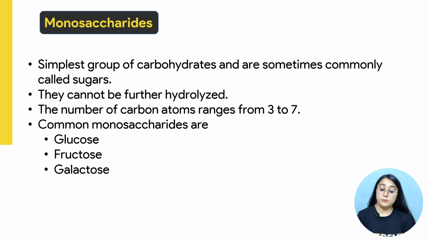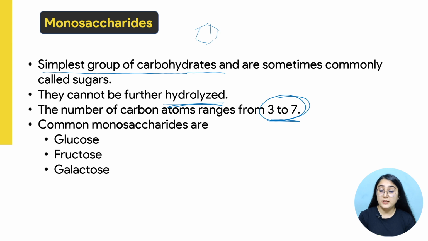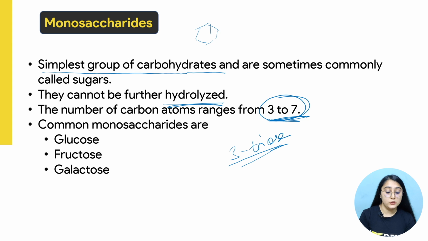First, monosaccharides. Monosaccharides are the simplest group of carbohydrates since they contain only one sugar unit and they cannot be further hydrolyzed. Definitely, since they are only a single sugar unit, they cannot be further hydrolyzed, and the number of carbon atoms can range from 3 to 7. 3 will be the least number of carbons the monosaccharides can contain, and they will be known as triose. For all other names, you can refer to the notes.